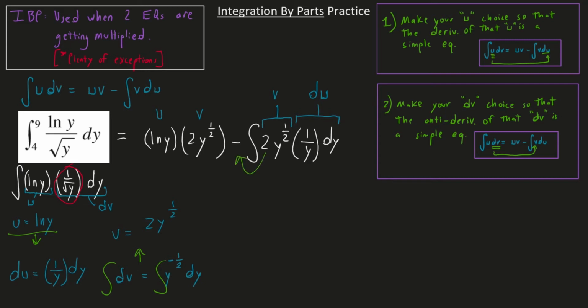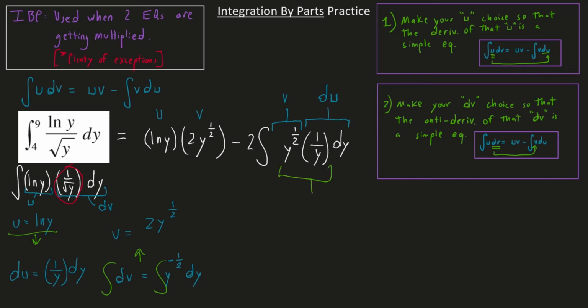I'm going to bring this 2 outside for starters. Okay, and this thing can be simplified. Remember, this is just y to the 1/2 over y to the 1. When you divide numbers that have the same bases and different powers, you subtract those powers. So we end up with y to the negative 1/2. Alright, so that thing cleans up pretty nicely, actually.